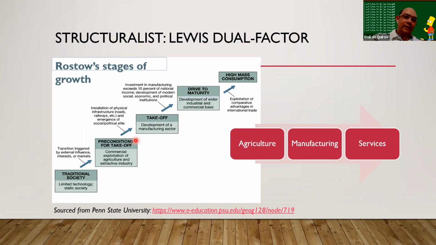You start with agriculture, and then you start to develop a more process-oriented, manufacturing-oriented economy, and then you reach the age of high mass consumption, where people produce a lot of things and then they consume a lot of things because they have money, and that entices the producers or the manufacturers to keep producing more because people are buying. So that's the final stage.